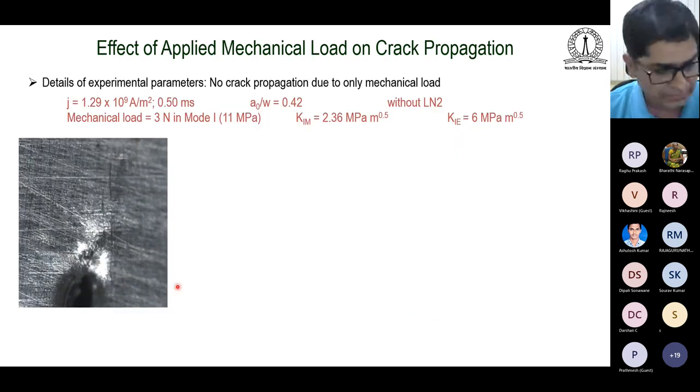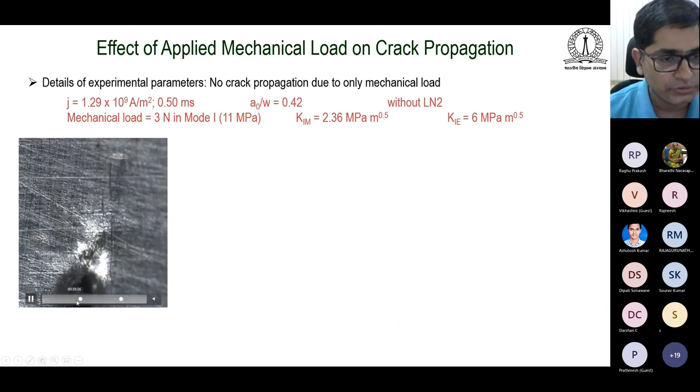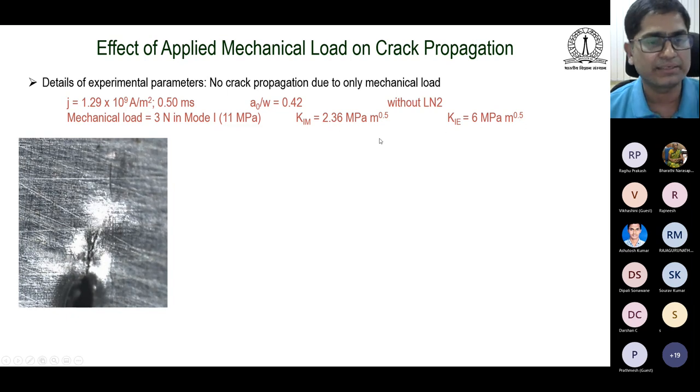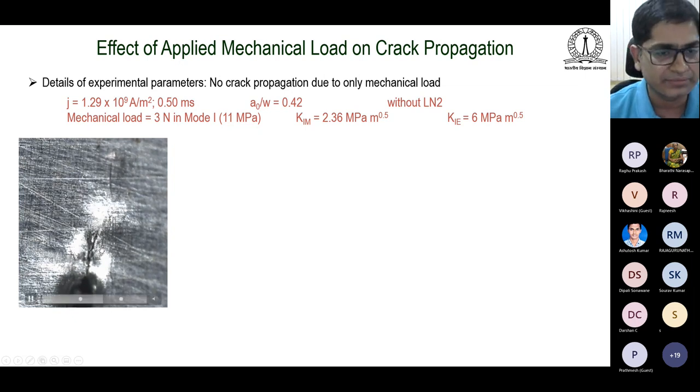So in this case, we did this experiment. Let me see, I can show you. This is a video of an experiment that Deepak took, and you can see that the crack is propagating. Here, we have applied a mechanical load of about 11 MPa, again a far-field mechanical stress. The stress intensity factor because of the mechanical load is this much, whereas the stress intensity factor because of the applied electric current is about 6. So if we add them together, they are higher than the critical stress intensity factor, and we can see that the crack is growing. I'll just expedite this video so that you can see.